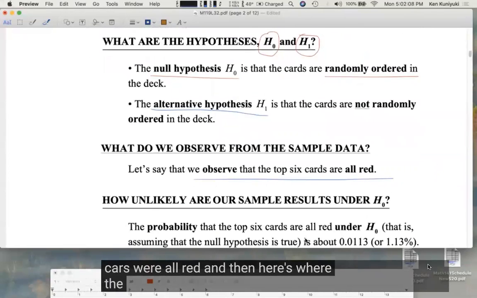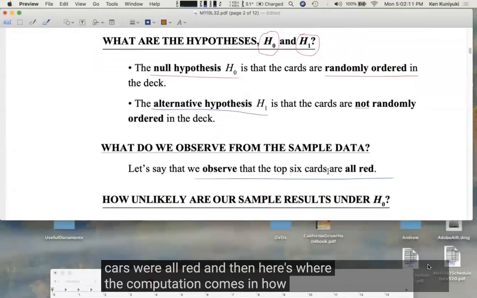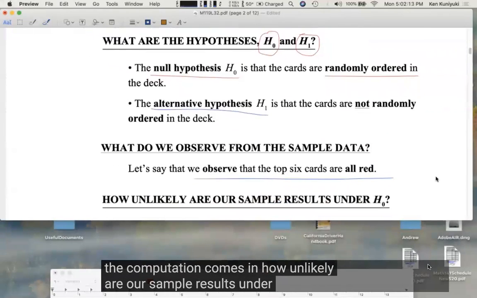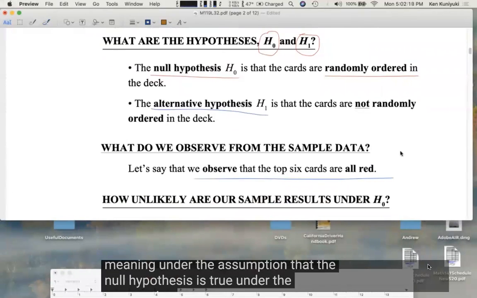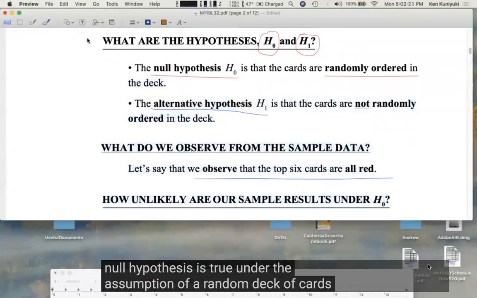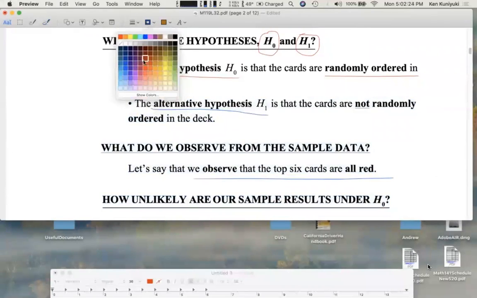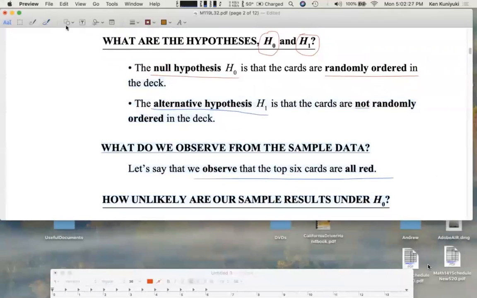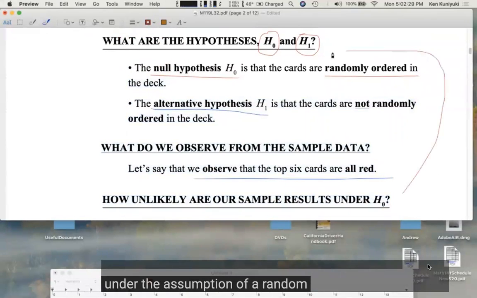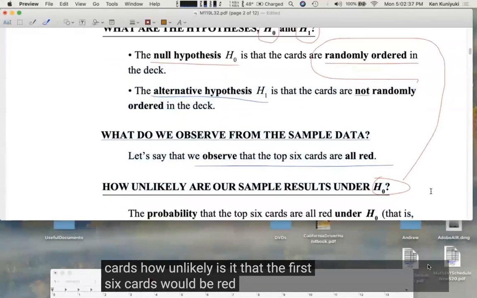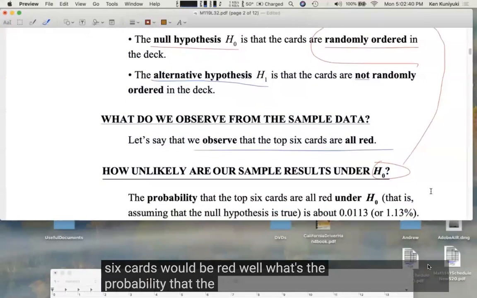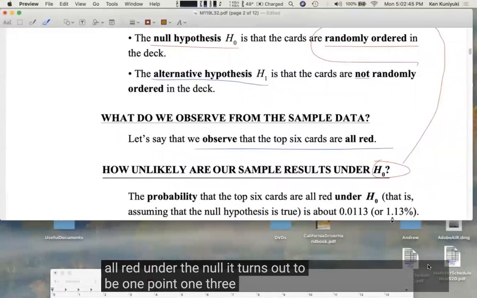And then here's where the computation comes in. How unlikely are our sample results under the null, meaning under the assumption that the null hypothesis is true, under the assumption of a random deck of cards? The null assumes a random deck of cards. How unlikely is it that the first 6 cards would be red? Well, what's the probability that the top 6 cards are all red under the null? It turns out to be 1.13%.